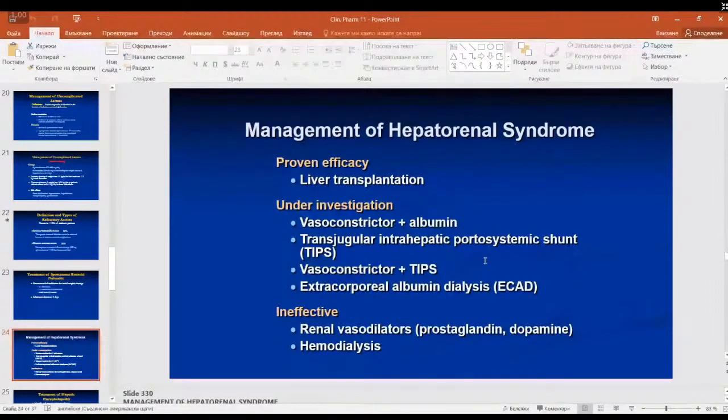The management of hepatorenal syndrome is something that is not well established. One thing we know is that dopamine and prostaglandins are not very effective, unlike in other cases of renal failure, when dopamine at the so-called renal doses is effective, but not in case of hepatorenal syndrome. Also, hemodialysis is not very effective. The only option we see is actually liver transplantation if the patient is not getting better.